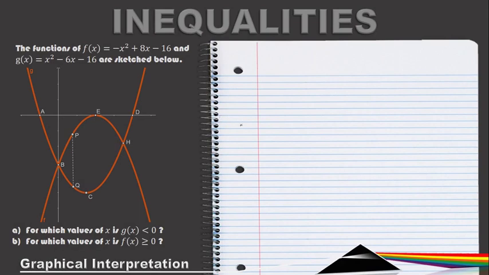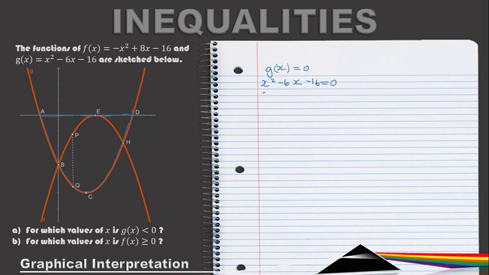The functions f(x) and g(x) are sketched below. For which values of x is g(x) less than 0? So g(x) is this function over here, and less than 0 means the y values are negative or lie below the graph. So this is all of this, meaning it's going to be from this value over here up until d. So we need to find the x-intercepts, and for g we want to say where g(x) is equal to 0. So we have x squared minus 6x minus 16 equal to 0.